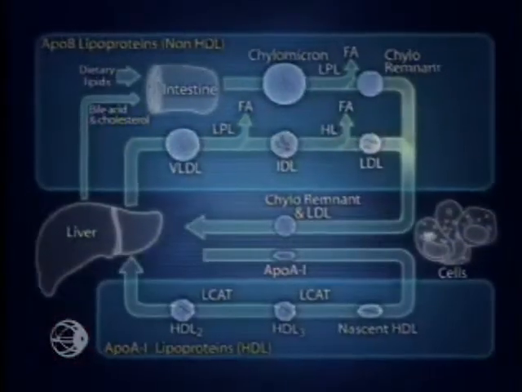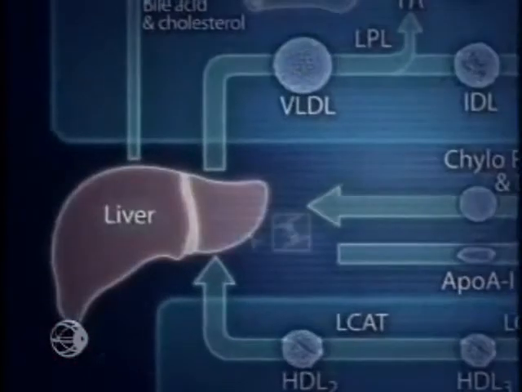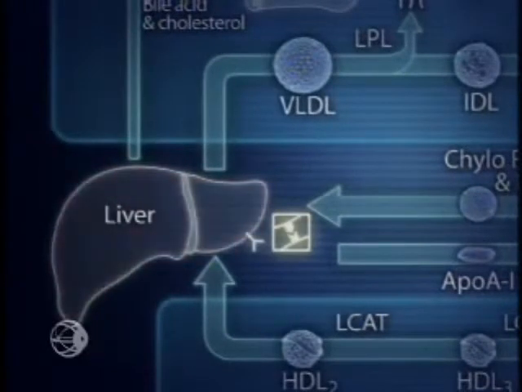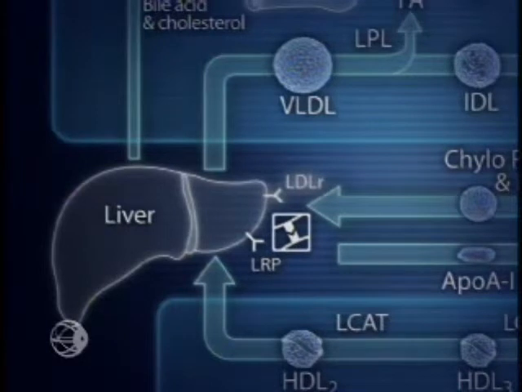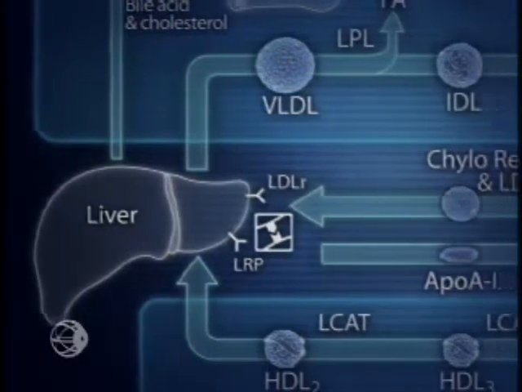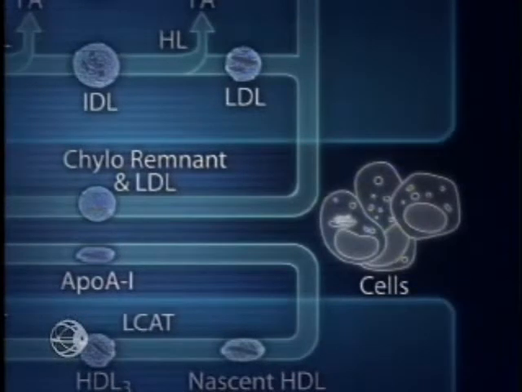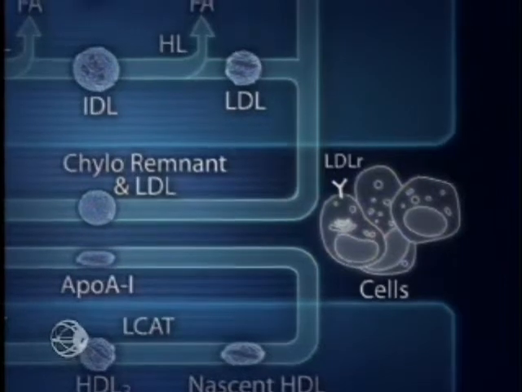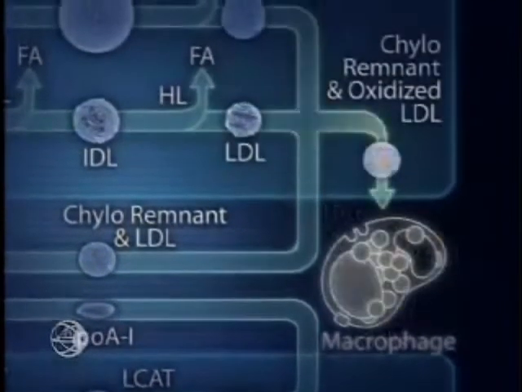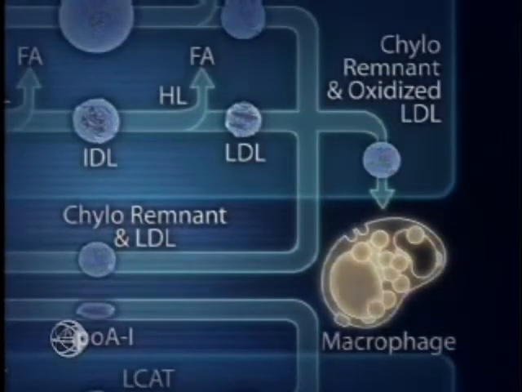Eventually, most ApoB remnants are recycled to the liver through the LDL receptor-related protein LRP or LDL receptors. However, ApoB remnants can have other metabolic fates. For example, LDL may be taken up by peripheral cells for its cholesterol content, or of more clinical concern, chylomicron remnants and LDL may become targets for uptake by the arterial wall macrophage.